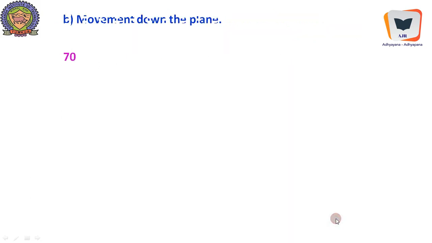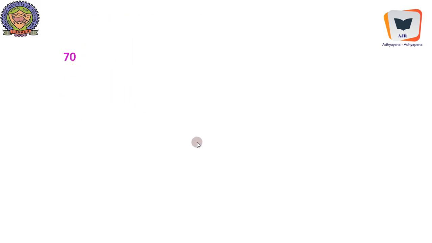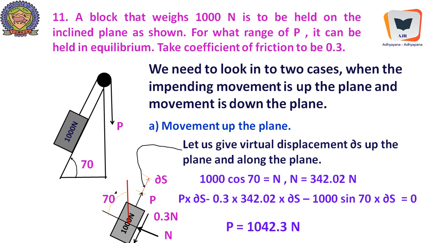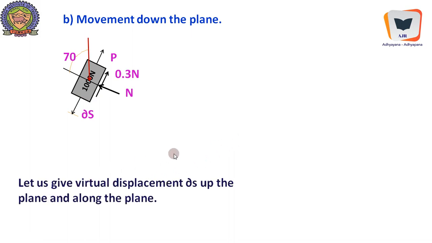Now we'll take the second case, movement down the plane, and here is the free body diagram. Here it is trying to move down, and there is a frictional force. In the previous case the frictional force was down, and here the frictional force is up, and all the other forces are the same, and this is the direction of the movement that we are giving, which is negative. Now in the second case, the displacement is negative, because if the inclined plane is taken as x-axis, this becomes leftwards.